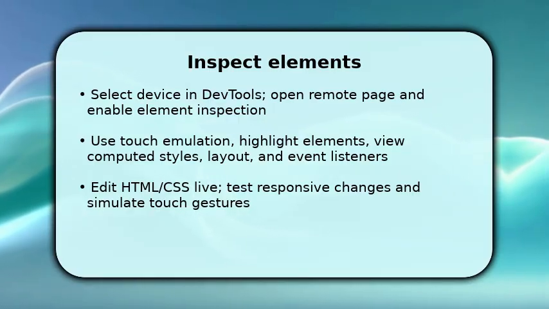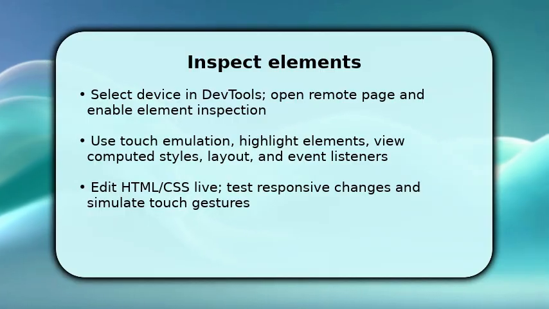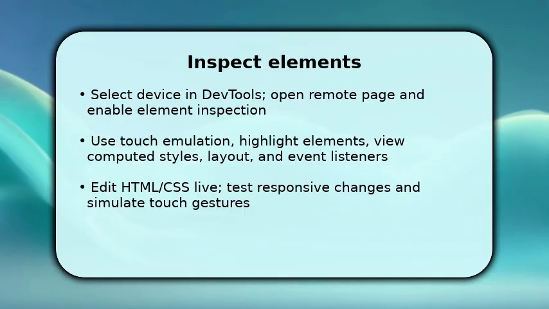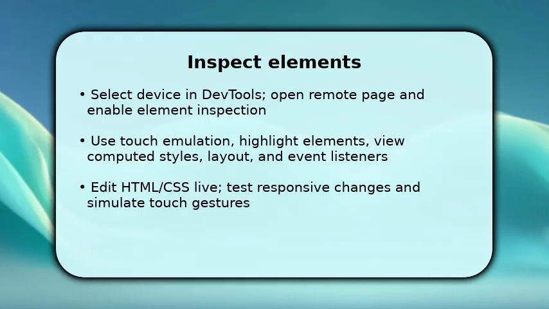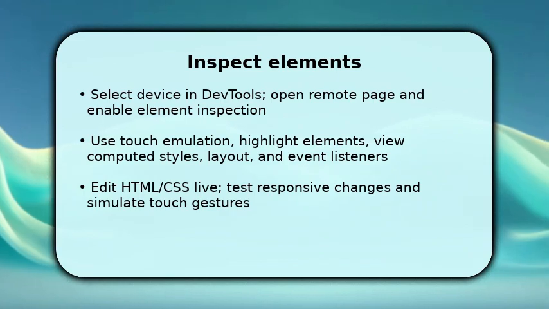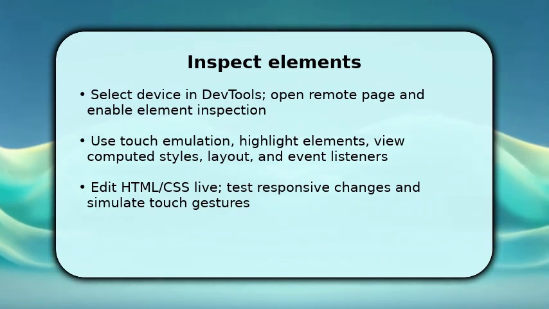Use touch emulation to reproduce taps and swipes, inspect computed styles, box model, and attached event listeners so you know why layout or behavior differs. Edit HTML and CSS live to test fixes, make small style changes, and refresh the phone to confirm. This iterative approach isolates root causes faster than guessing on-screen behavior.